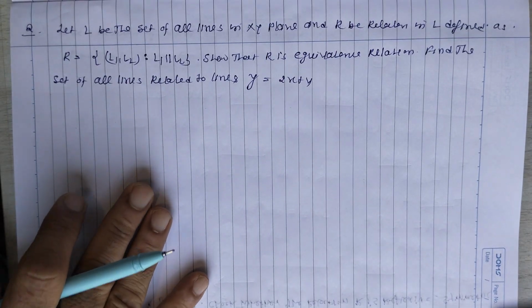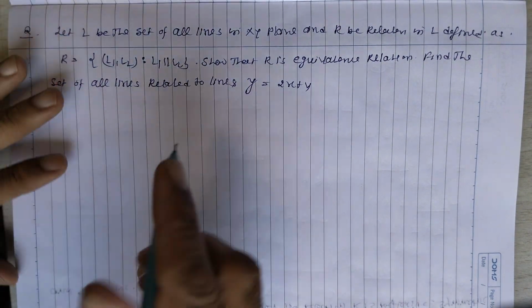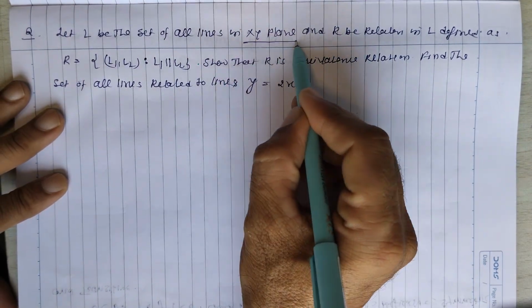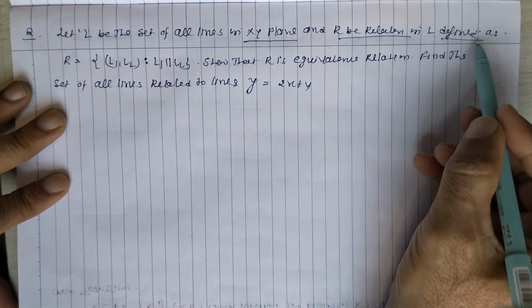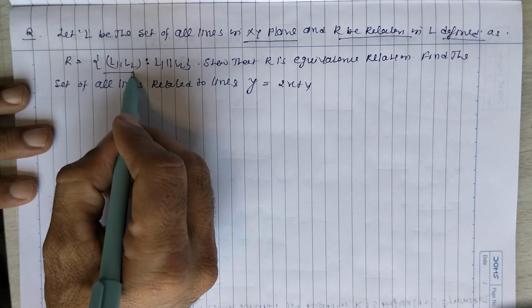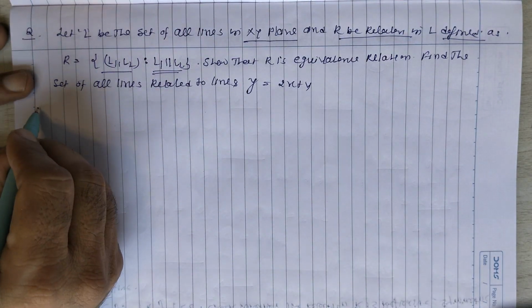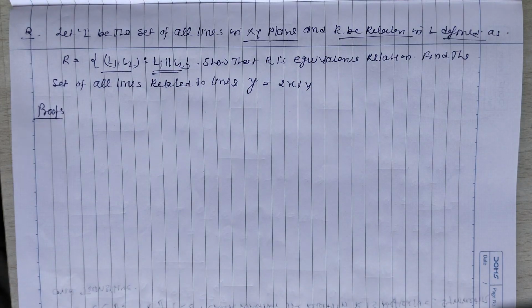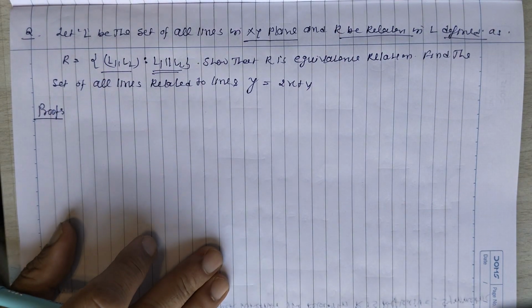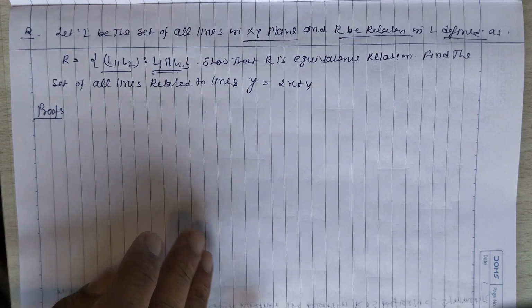We have the next question. Let L be the set of all lines xy in a plane. L represents the set of lines in a plane, and R is the relation on lines defined as L1 R L2 if L1 is parallel to L2. Show that R is an equivalence relation. It is a very simple question. You have to prove that the parallel relation is an equivalence relation. Parallel relation, congruent relation, equality relation are always equivalence relations.